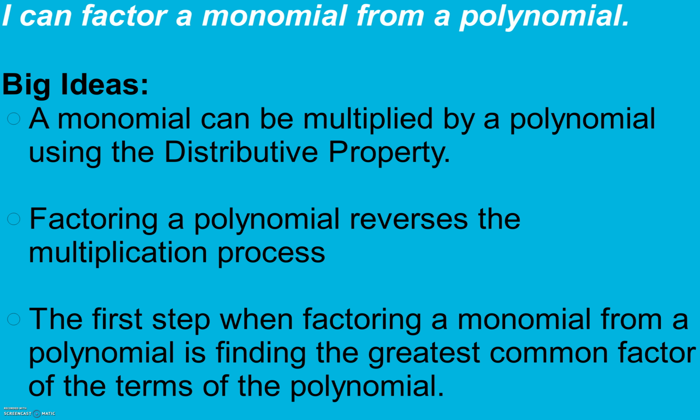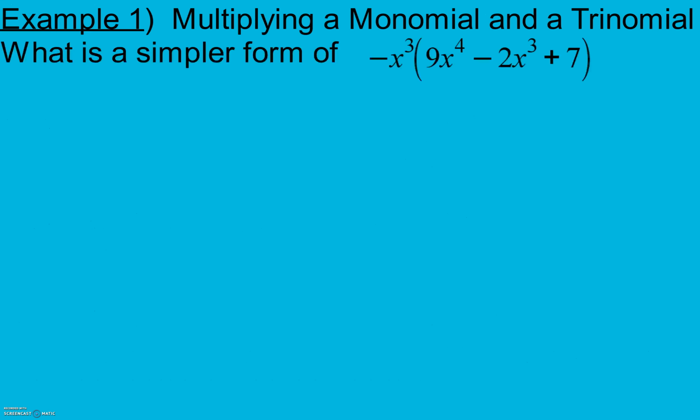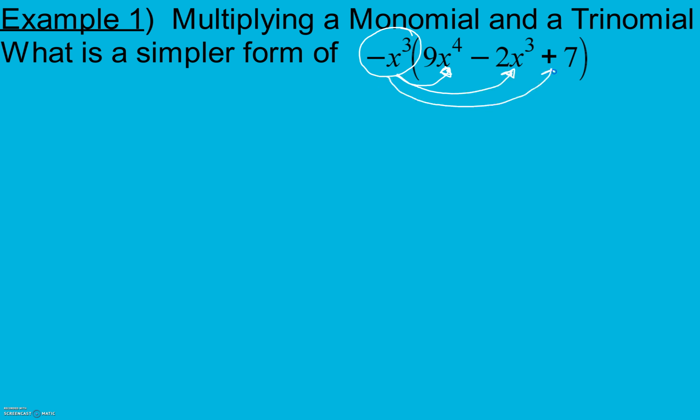of the polynomial. In example 1, we're going to be multiplying a monomial and a trinomial. So we want the simpler form of this product. We're going to distribute here. Anytime we have multiplication outside our parentheses, we're going to take that into everything inside if we can't reduce inside our parentheses, which we can't here.